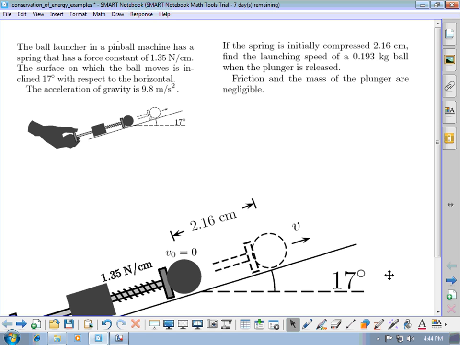In this first problem, there's a pinball machine, and the pinball launcher has a spring with a spring constant of 1.35 newtons per centimeter. Now, the first thing that you may notice is that the units for this are not the correct units for the spring constant. The spring constant needs to be in newtons per meter. So 1.35 newtons per centimeter is 135 newtons per meter.